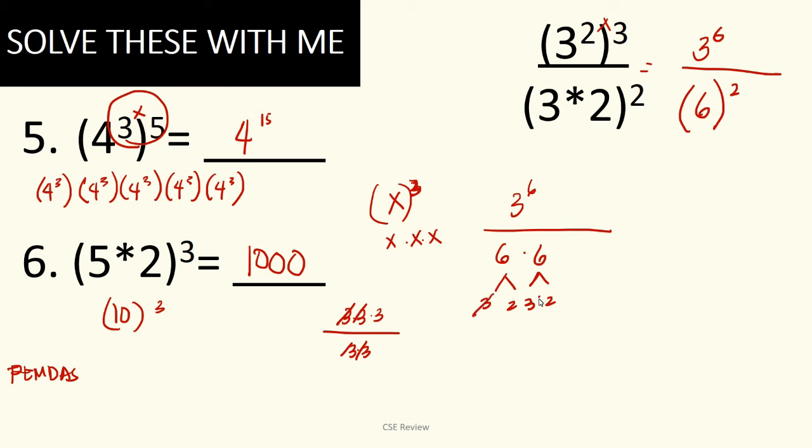Meron kang isa, dalawa, dalawang 3 sa ilalim. So ano ibig sabihin nun? Yung dalawa na yung ibababas natin dito sa 6, that is going to be 3 raised to 4, over, yung natitira na lang ay 2 and 2, which is 4. So medyo mas madali na kunin yung sagot.